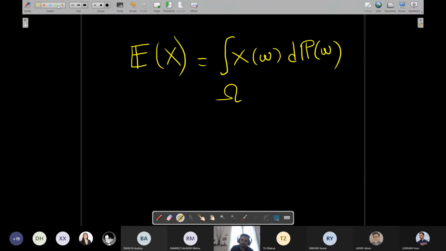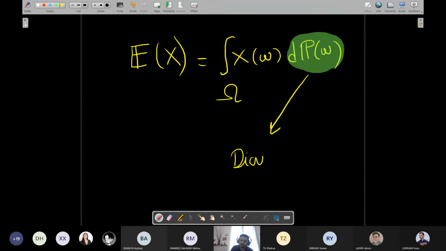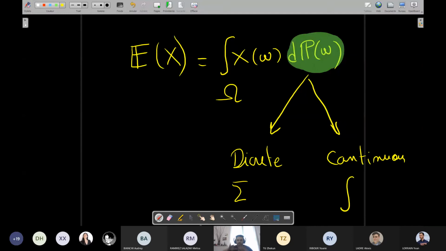And it's an integral with respect to something called the probability measure here. If this probability measure is a discrete combination of Dirac masses, I get the formula with the sum. And if it's continuous, I get a usual integral. But in general, it's an integral. So when you see an integral, it's actually a sum if you are integrating with respect to a discrete measure, or it's a classical integral if it's a continuous distribution.